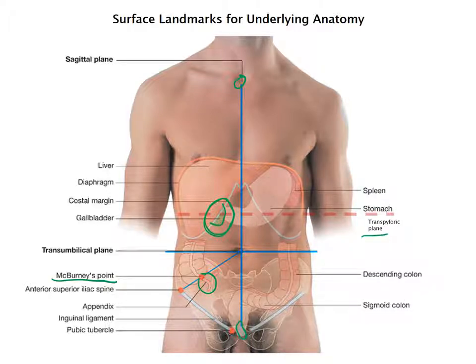In order to locate this point, the ASIS is palpated, which again stands for the anterior superior iliac spine, and the umbilicus is located. 1/3 the distance between the ASIS and the umbilicus represents McBurney's point, indicated here by the star.